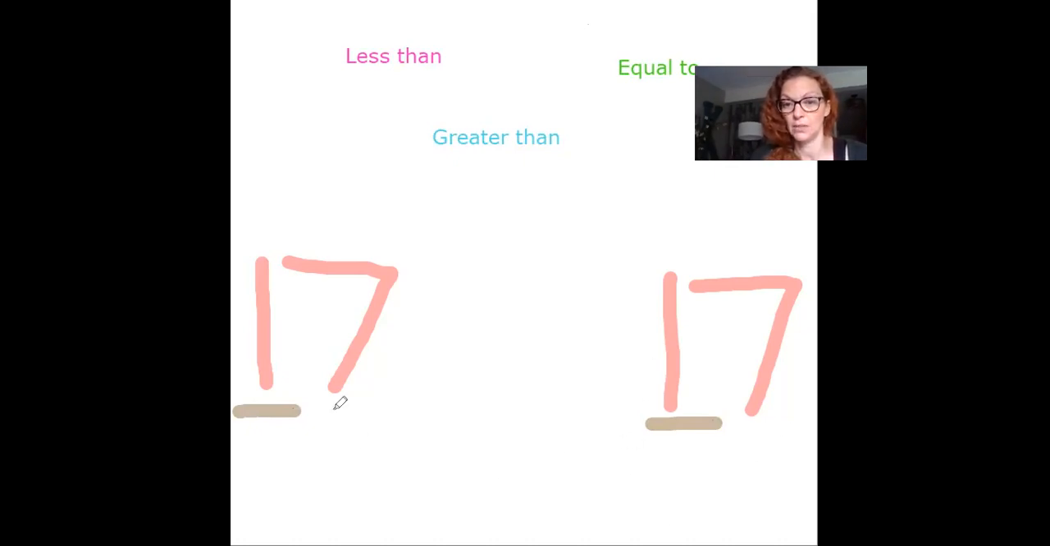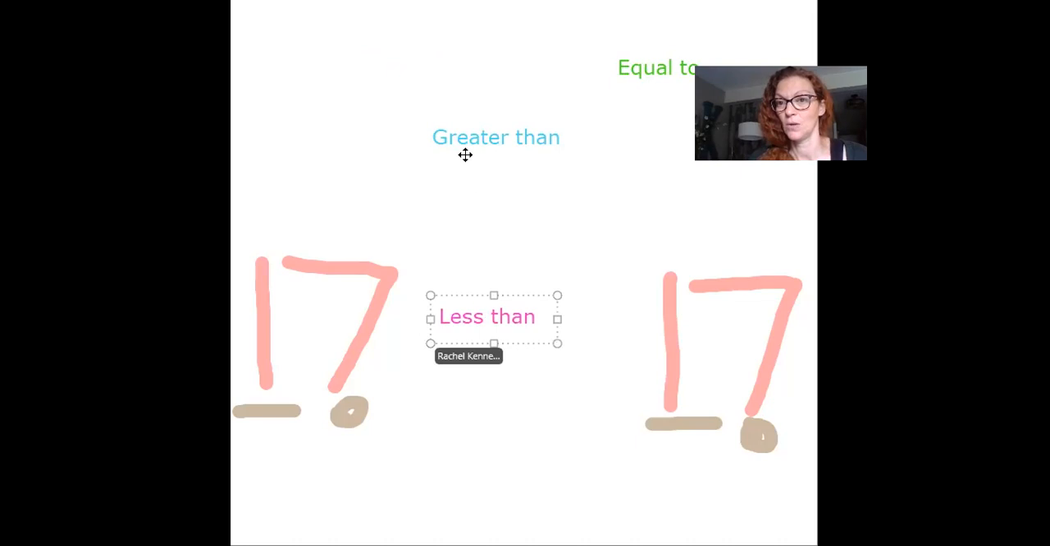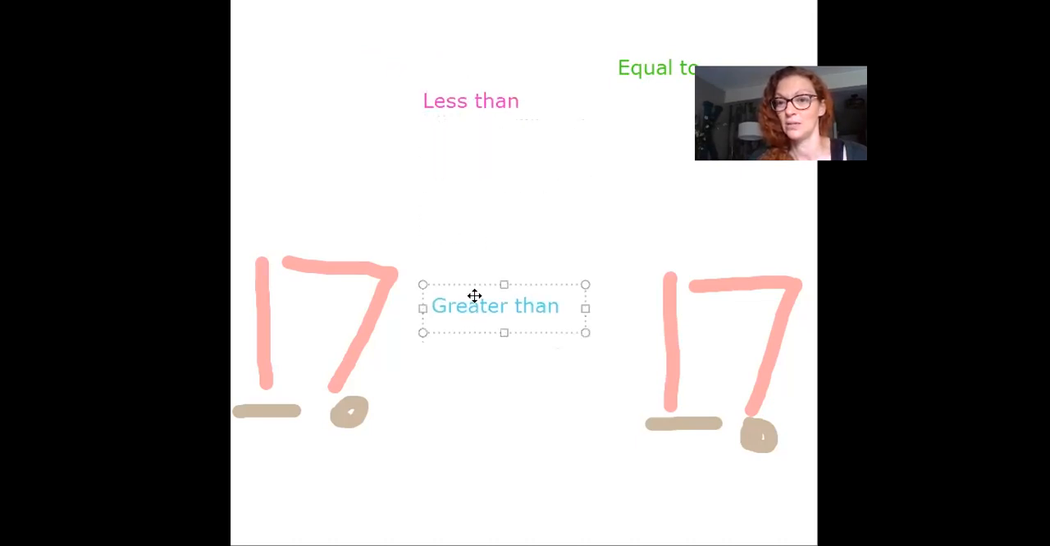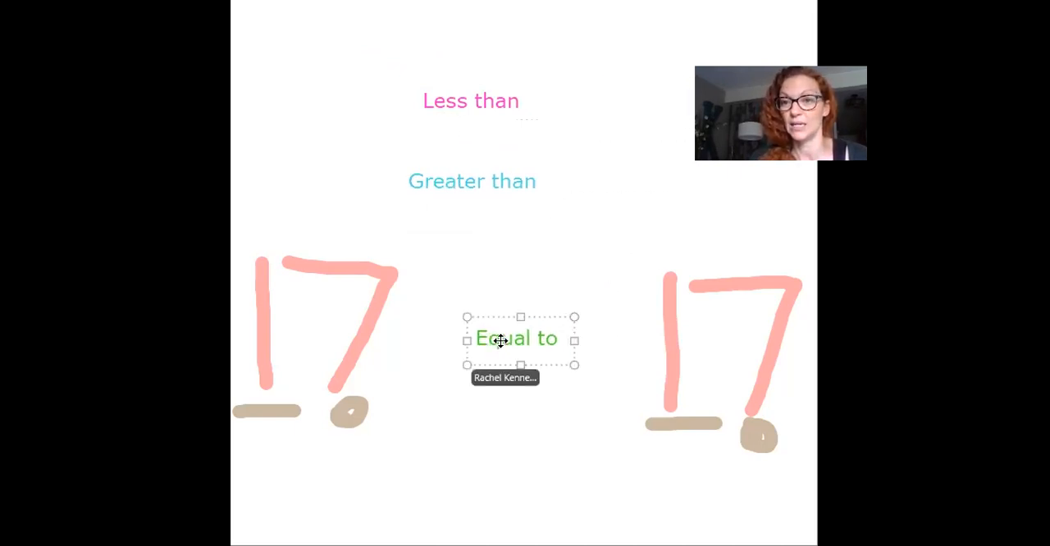So there's the one spot, and here's the one spot. Which one's bigger? Which one's smaller? Wait, they're the same again? So what does that mean? Does that mean 17 is less than 17? Or is 17 greater than 17? Or is 17 equal to 17?